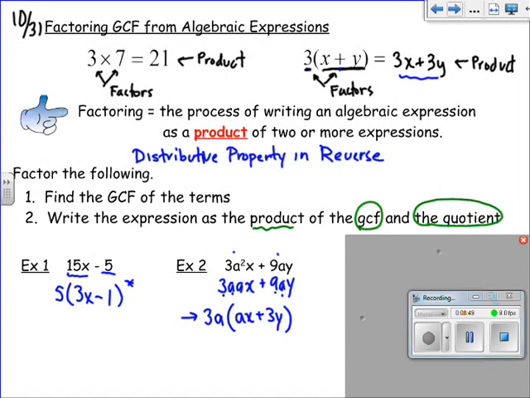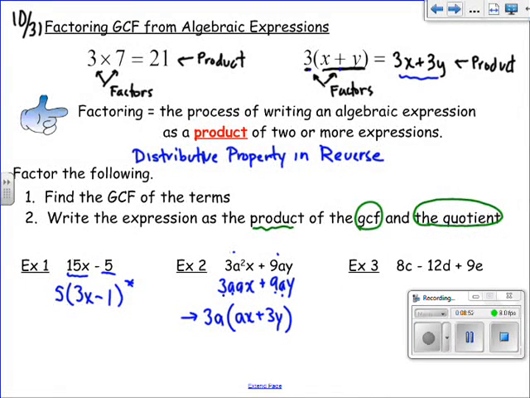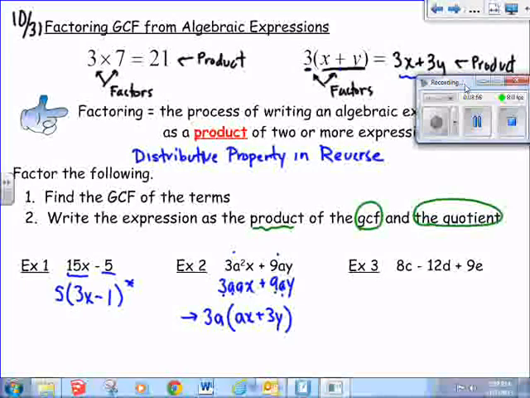All right, we have another example here. 8c minus 12d plus 9e. Do you see a greatest common factor in all three terms? Actually, there's not one, is there? Yeah, that's possible. Not every algebraic expression is going to have a common factor in all of the terms, in which case you can just say not factorable.